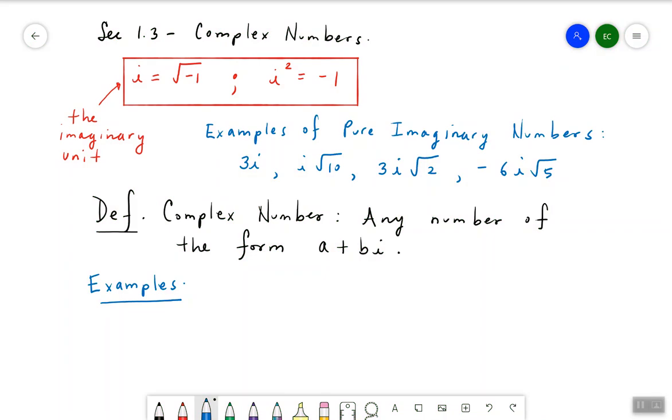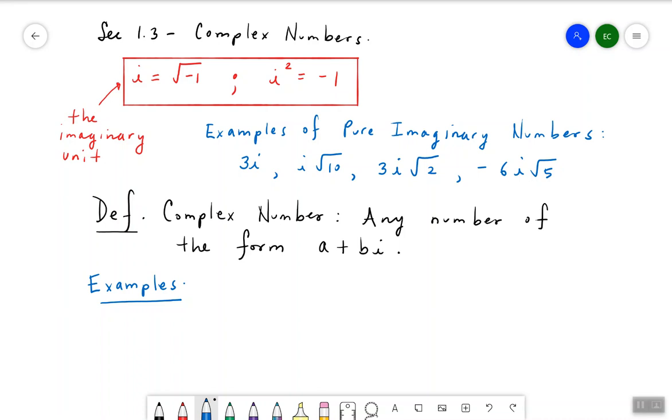So far in section 1.3, we learned about a new number called the imaginary unit, which we represent with the letter i. i is defined to be the square root of -1, and as a consequence, i squared is equal to -1. And we saw some examples of pure imaginary numbers in the previous video. They were the answers to some of the problems that we worked. So for example, 3i or i root 10 or the others you see there on the screen.